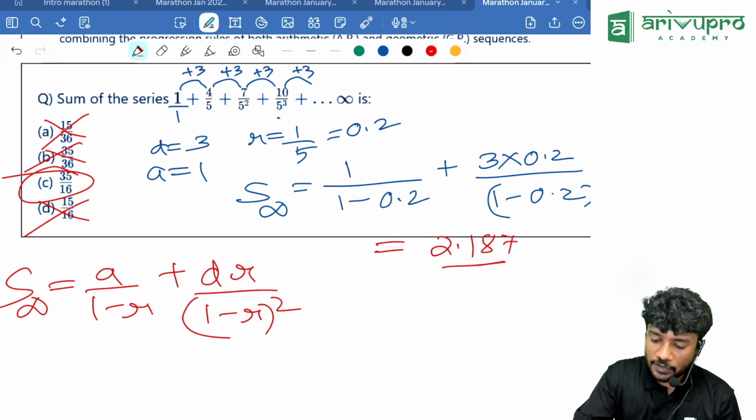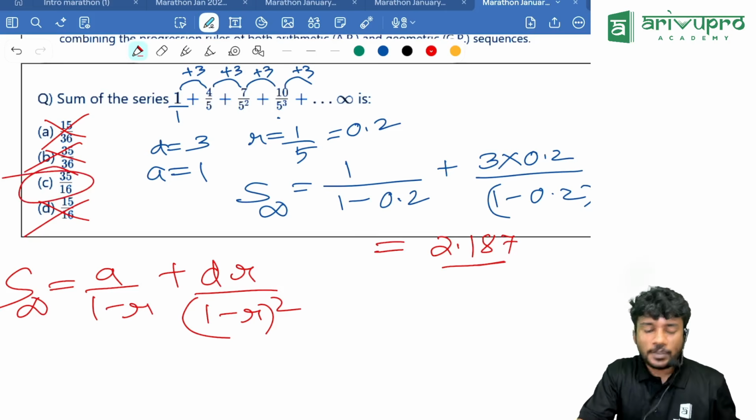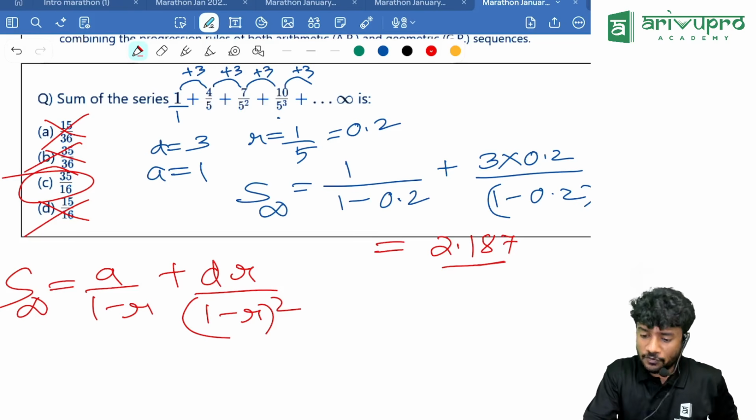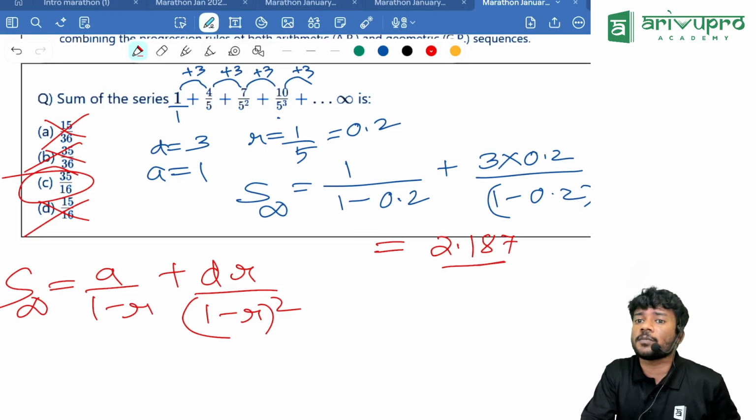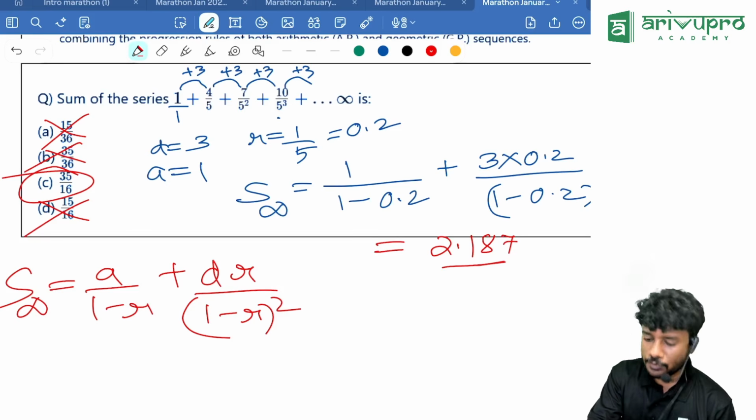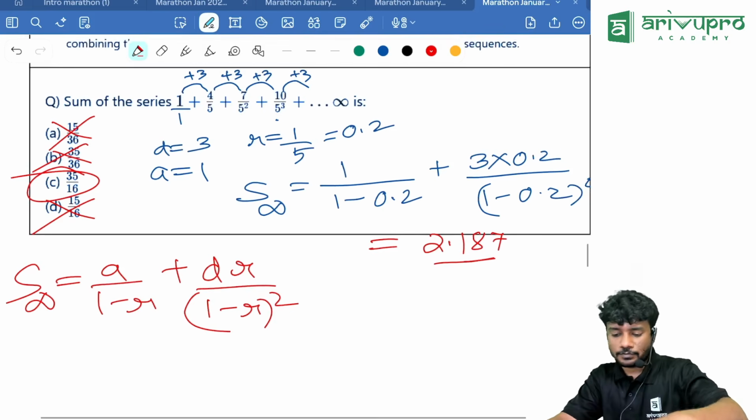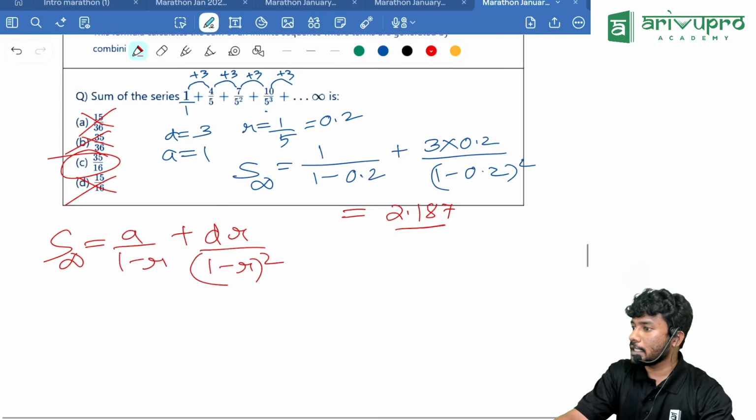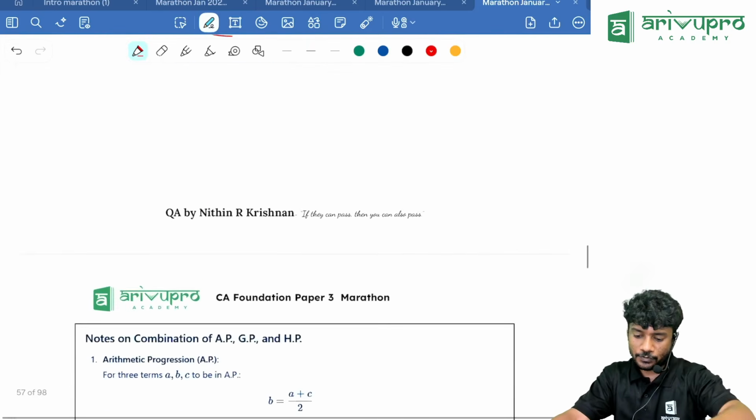How to find the R value? We will only check how much it is getting divided with. How much is it getting divided with? The 5. That means every term is getting divided with 5, which means common ratio is 1 by 5. That's how you get R value. Yes. Next one.